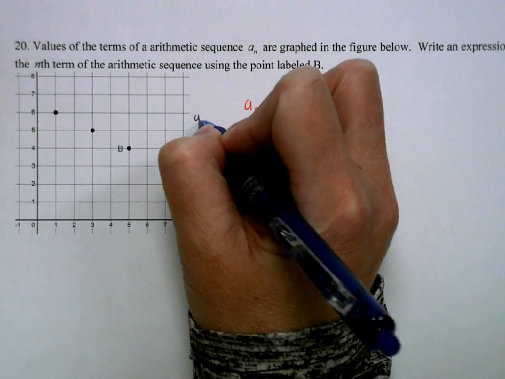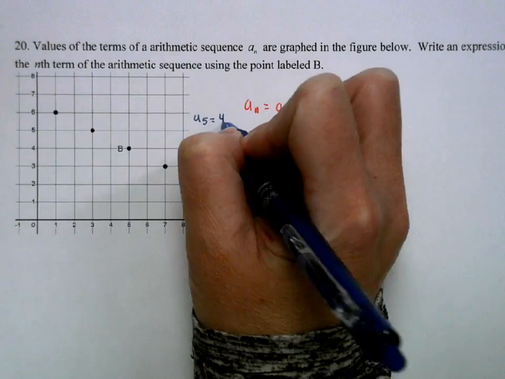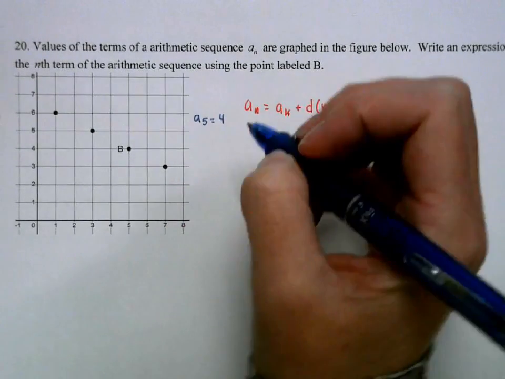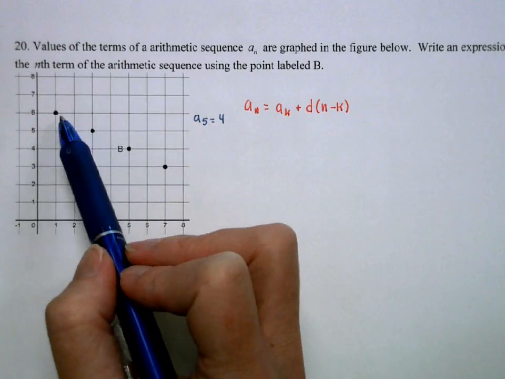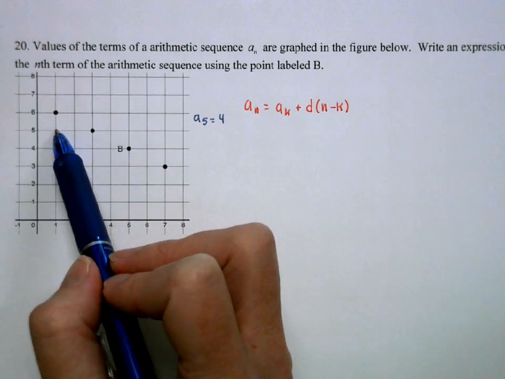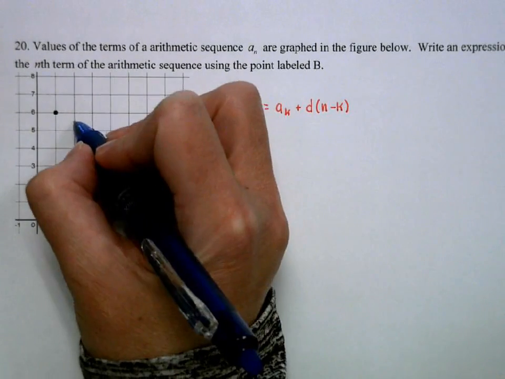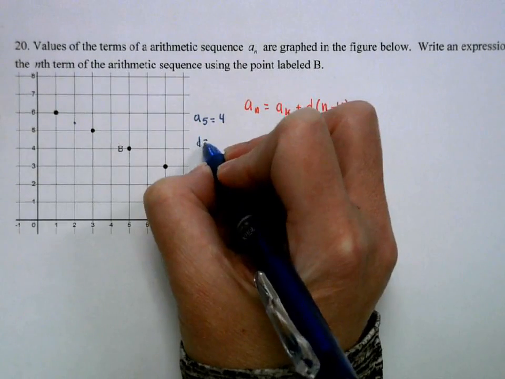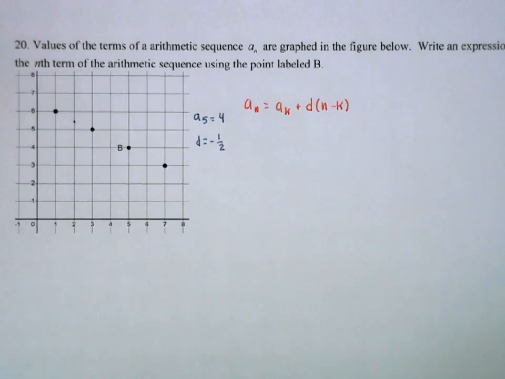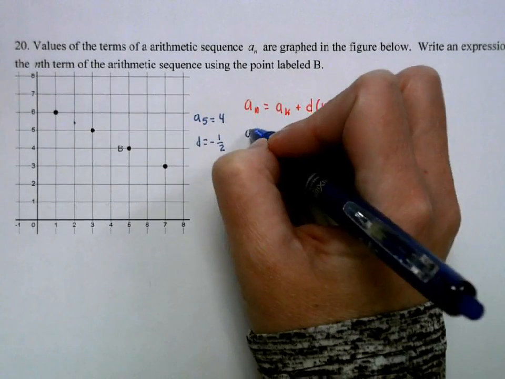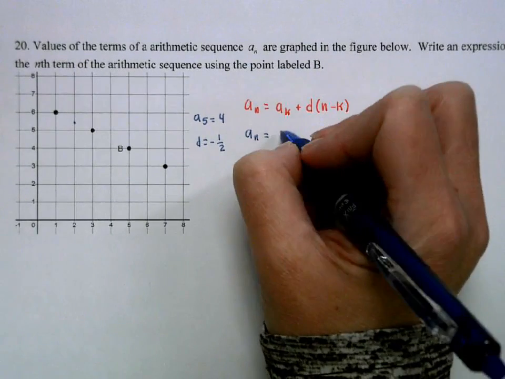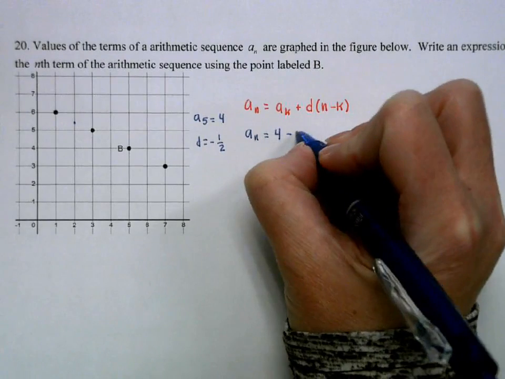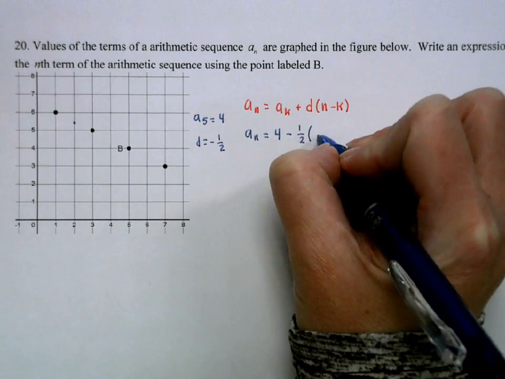My common difference, so we're going down 1 over 2. If I were just to go over 1 unit, we're going down negative 1/2 each step. So we're going to have our output value 4 minus our common difference 1/2 and minus the input of 5. So this is like x and y. It's just k and a_k.